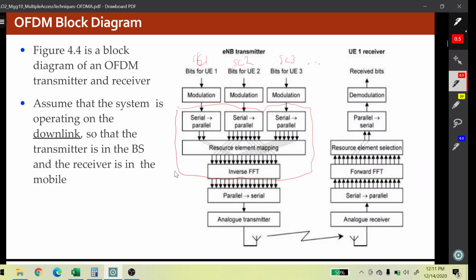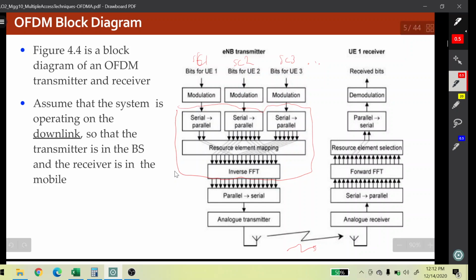Now, if we're looking at this, all of this modulation is separated into a serial to parallel, and then goes to the resource element mapping. It maps a particular user into multiple resource elements. Now, the process itself is also added into inverse fast Fourier transform, or IFFT. And then it is combined again into a parallel to serial, and then it's transmitted over a channel, a random channel.